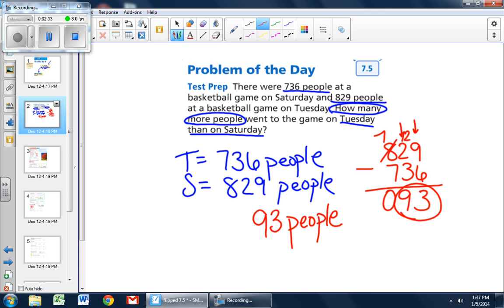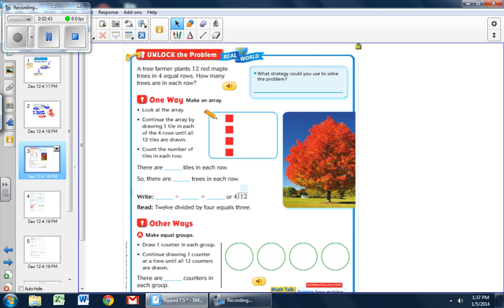Our brains are nice and warmed up. They tried to trick us by making us borrow, and we paid attention because we wrote it out instead of trying to do it in our head, so we were able to get the correct answer. Looking at the first page in your math journal, you're on page 269. And it starts with our real world problem.